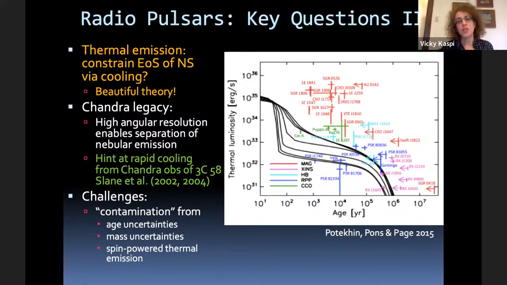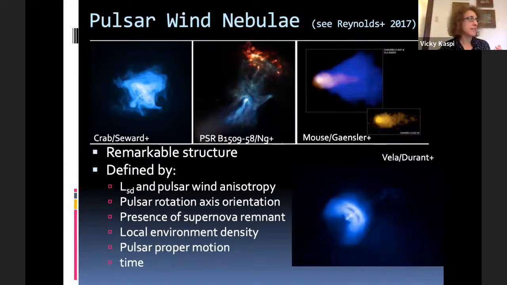So some of the most constraining observations actually come from the dimmest sources you can detect with Chandra, for example, Slane et al. Beautiful observations of the neutron star in the supernova remnant 3C58, which has a very, very low temperature, which is then extremely constraining of the equation of state. Whereas other sources, even if they're brighter, are less constraining, because it's hard to separate out the contaminants.